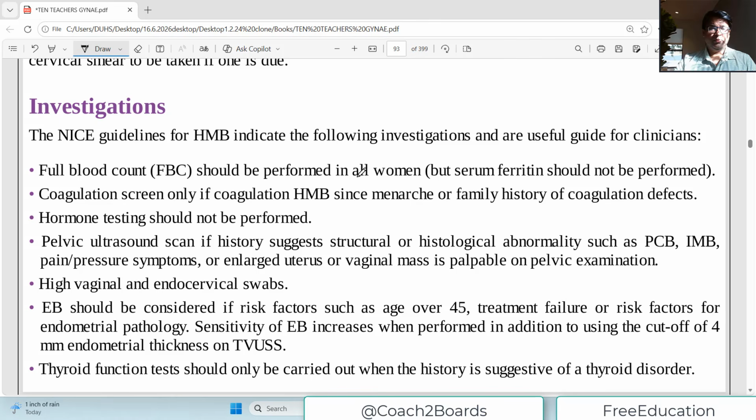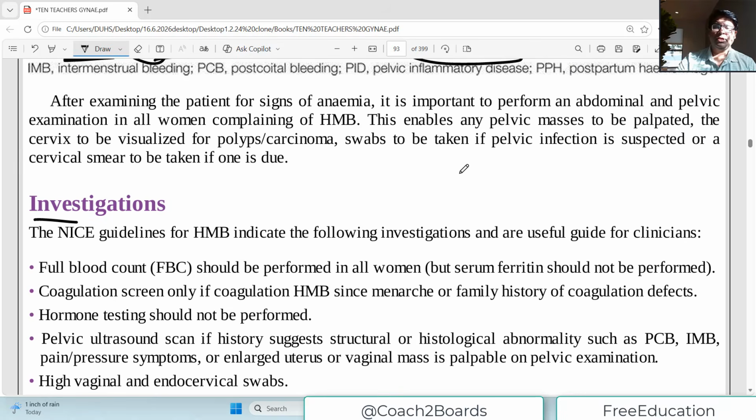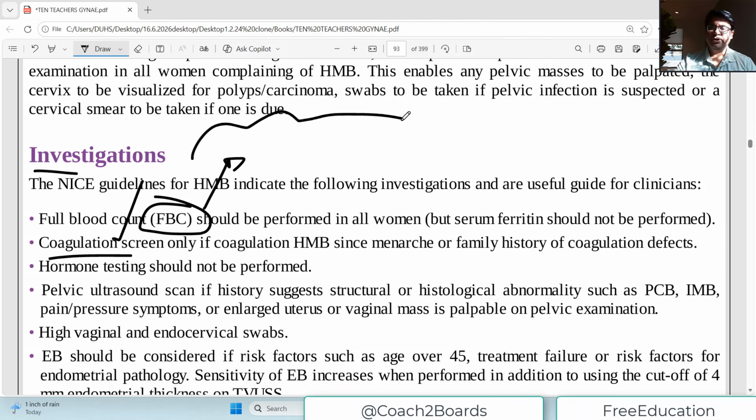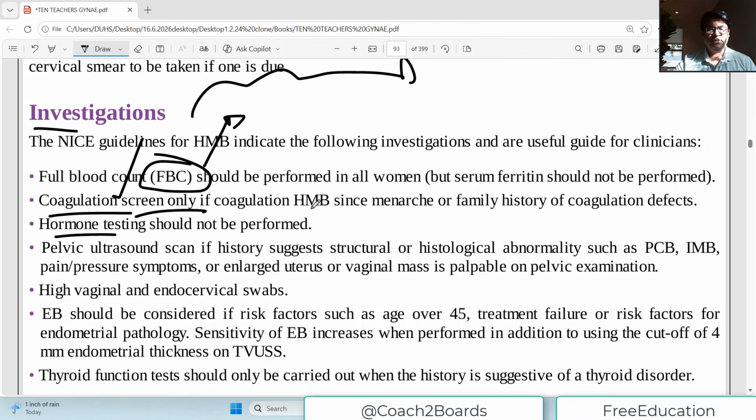What investigations you do, obviously it depends upon what you are thinking in terms of the disorder. So if you are thinking, for example, fibroids, if you are thinking, for example, thyroid disorder, so your investigations will be on those lines as well. So you would obviously do full blood count to see how the blood profile is looking. You would do coagulation screen, very important. Any bleeding disorder, you should do that. Hormonal testing, T3, TSH, for example.